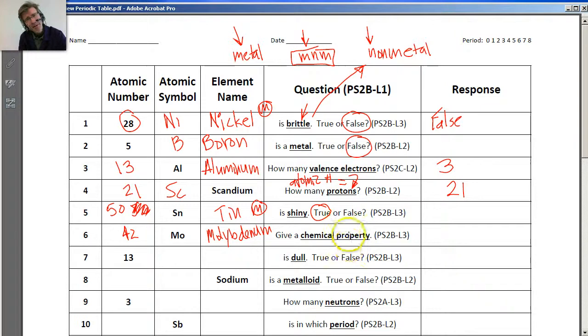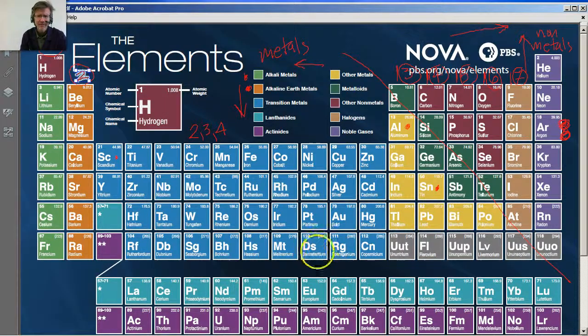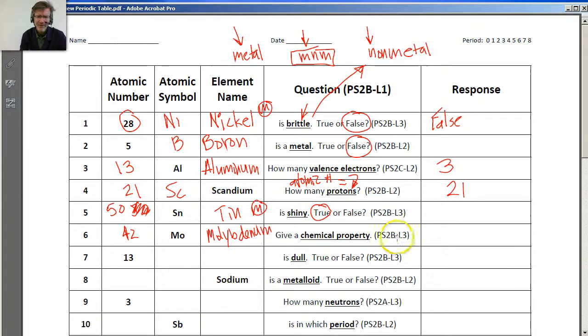Is molybdenum a metal or non-metal, or is it a metalloid? You tell me. It's a metal. That's right, because it's over here, below and to the left of that line. It's in the transition metals. Chemical properties for metals. These are some things we have to remember.